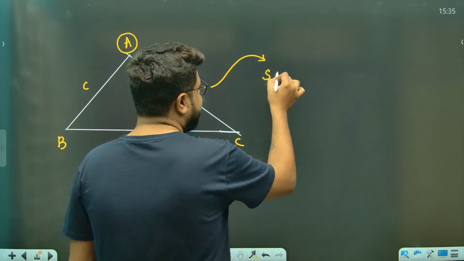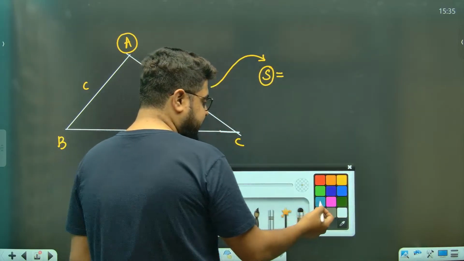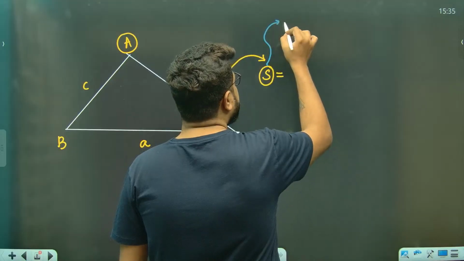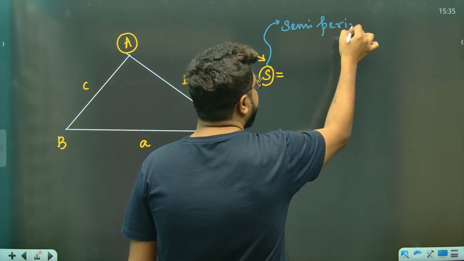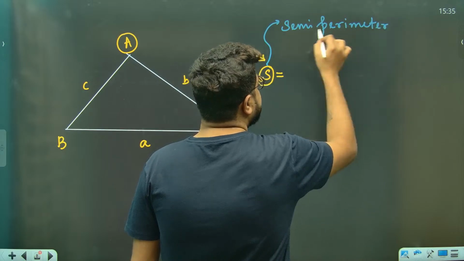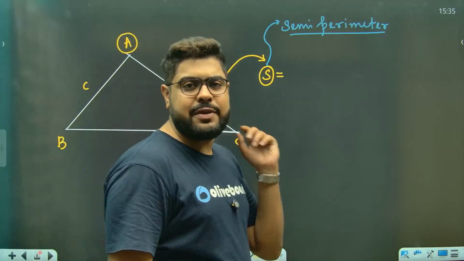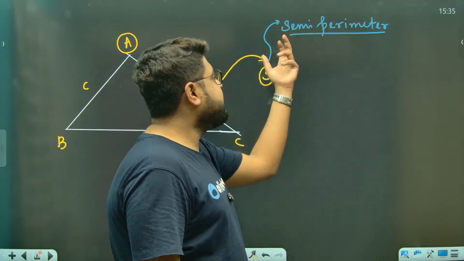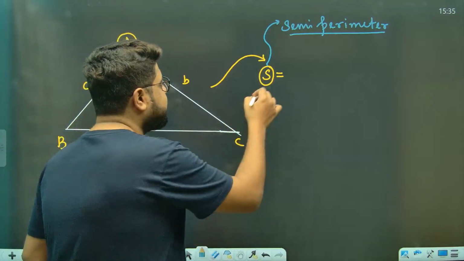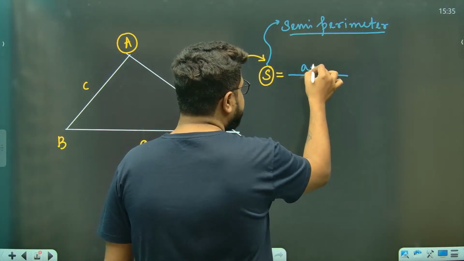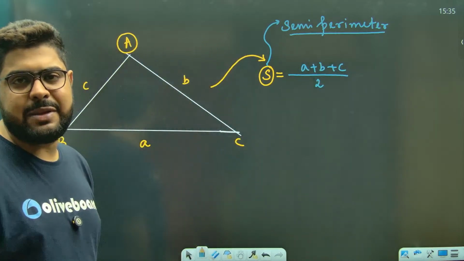Heron said, you figure out S. What is S? S is the semi perimeter. Semi means half, like a semi final is a half final. Semi perimeter means half the perimeter. Perimeter is the sum of all sides, a plus b plus c, by 2. That is S, the semi perimeter.